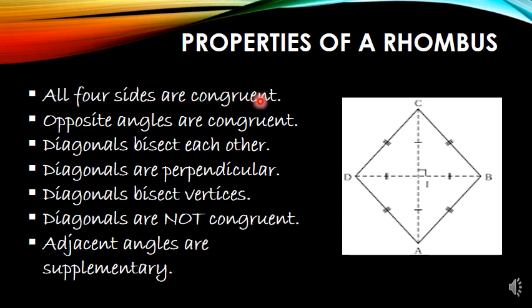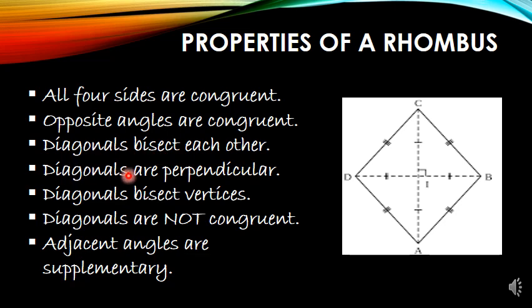All the four sides are congruent. You can see all the four sides are equal. Opposite angles are congruent. That means they are equal. So angle C will be equal to angle A. Angle D will be equal to angle B. Diagonals bisect each other. That means you can see that the diagonals are intersecting at point I. That means DI is equal to IB. Then CI is equal to IA. Diagonals bisect each other.